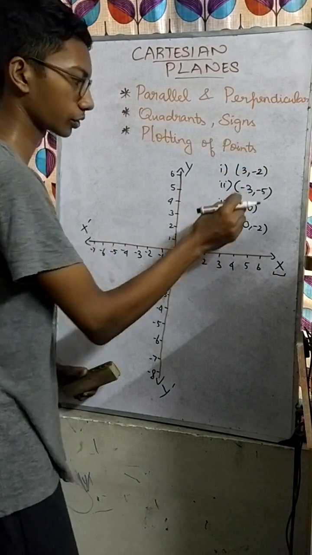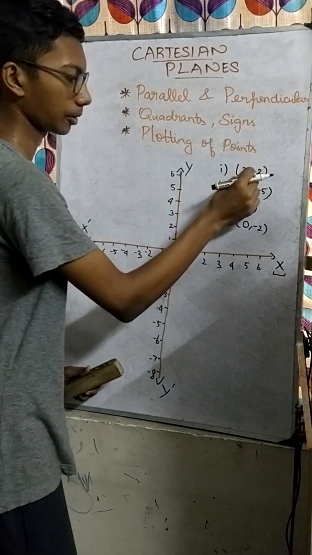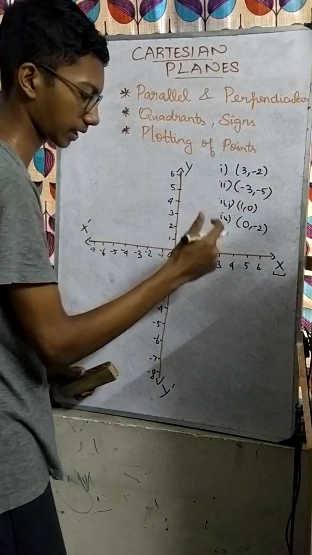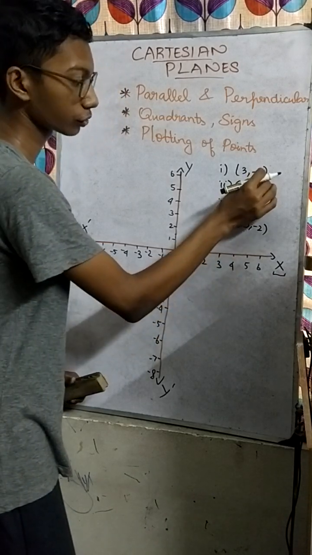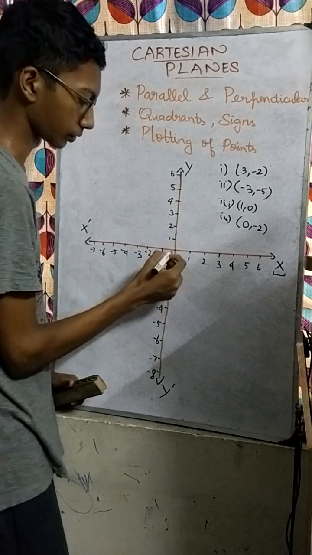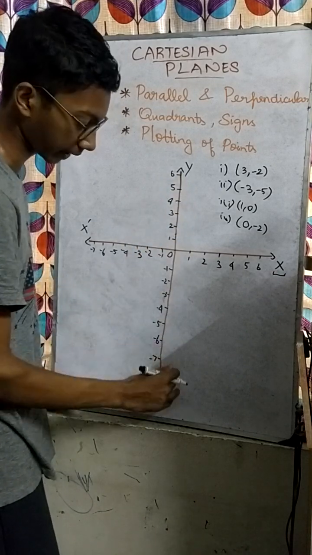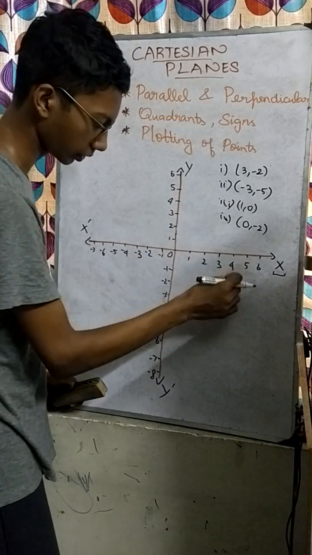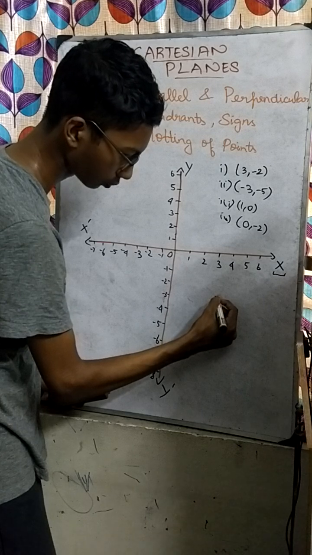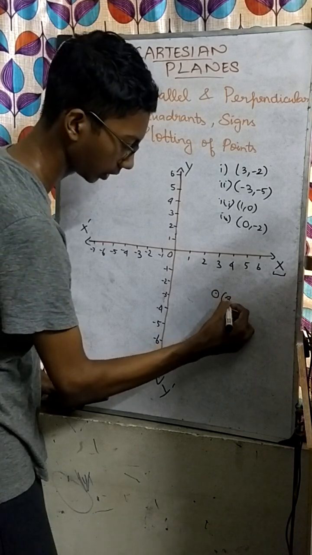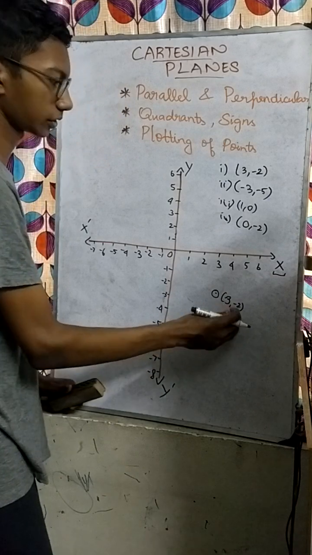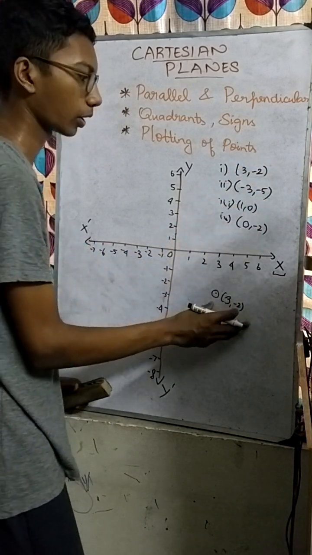Now 3, -2. Here 3 is the abscissa or the point on the x-axis. So 3. So this is one point. Now -2 is the number on the y-axis. Here on the y-axis -2 is here. So 3 and -2. Where these two numbers join, this point is 3 comma minus 2. That is the first point. That's how we will plot the points.